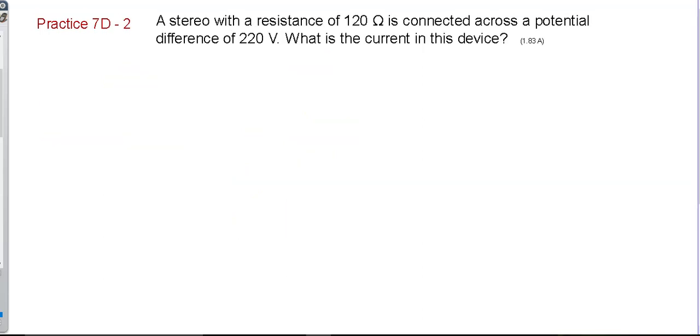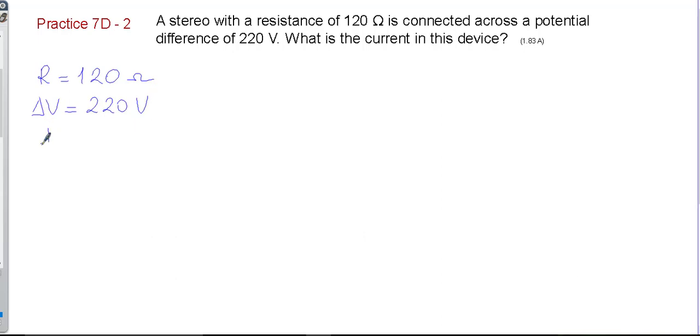Let's see another question. A stereo with a resistance of 120 ohm is connected to a potential difference of 220 volt. What is the current in it? Again, the resistance is given. Resistance R is equal to 120 ohm. And then delta V is given. Potential of the battery is 220 volt.